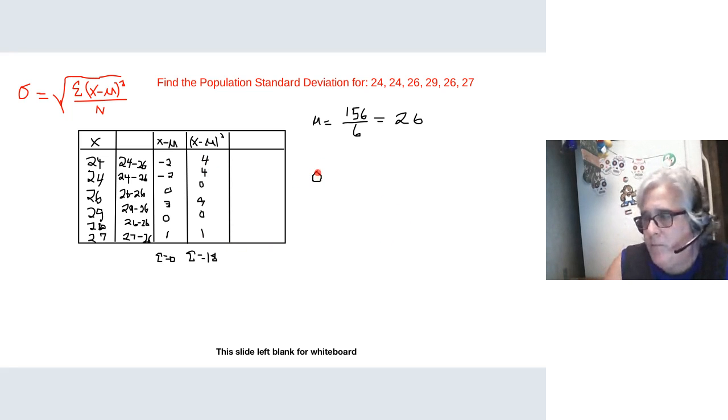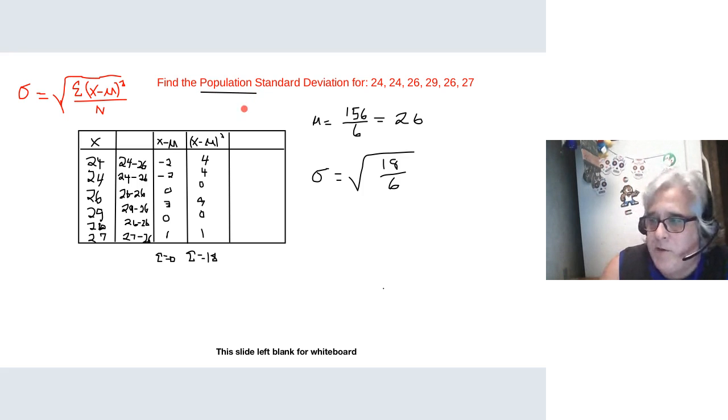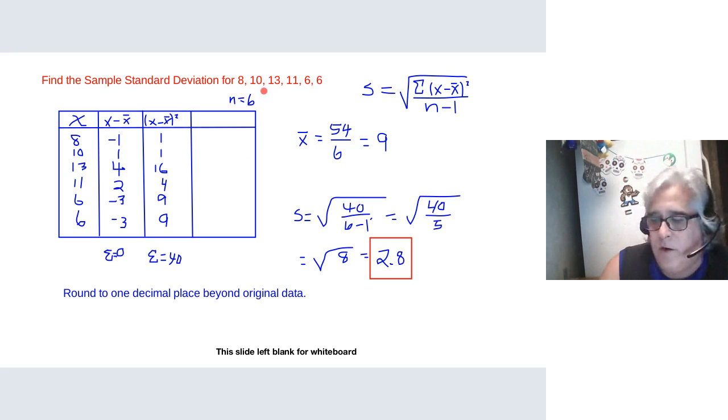So the sigma, or the standard deviation for this population, is 18 divided by 6. Now, this is the one place where it's different. Everything else is exactly the same. The only thing that's different is now for the population, we're dividing by n, the total number of pieces of data, whereas over here, for the sample standard deviation, it was one less than 6. It was 5.